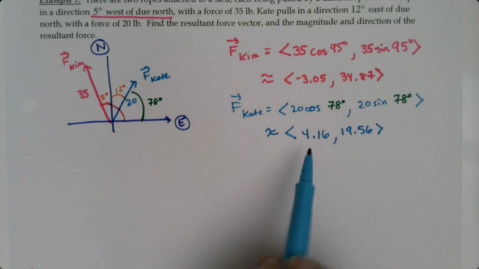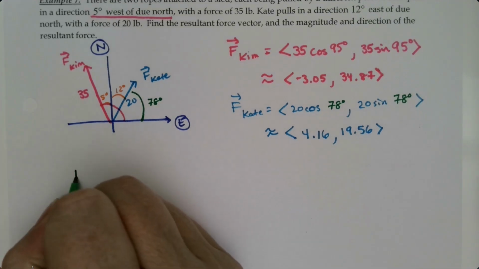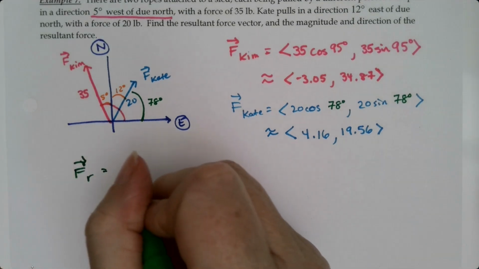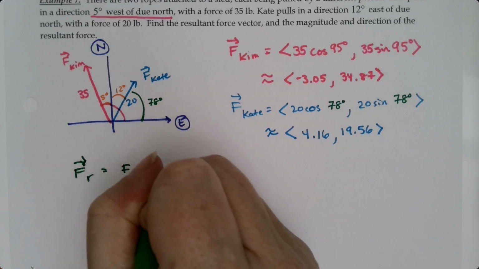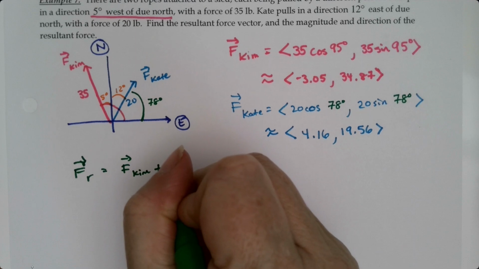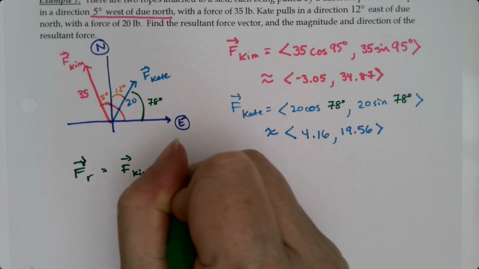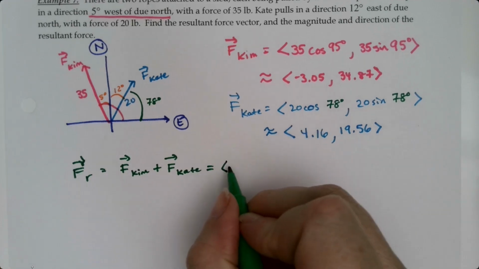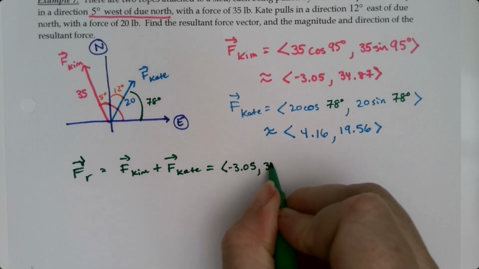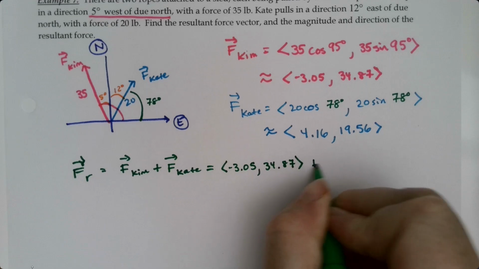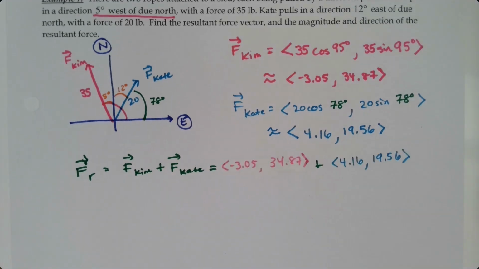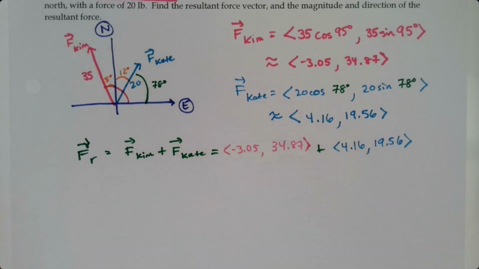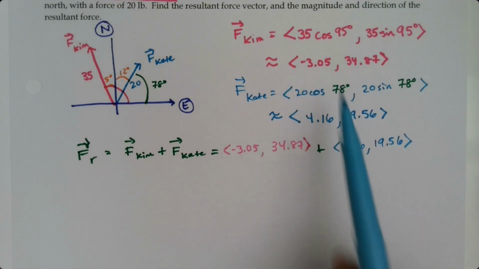Okay, so they're written. So now the resultant force. The resultant force is the sum of the component forces. So it'll be Kim's force and Kate's force put together. Okay, so that would be negative 3.05, 34.87 plus, oh, one second, let me make that pink. There we go. Now I've color coded it. So it's the pink vector plus the blue vector, right? So it's Kim plus Kate right there.